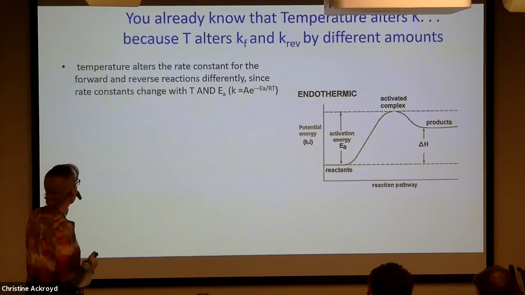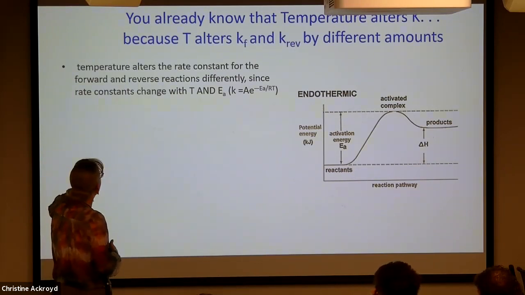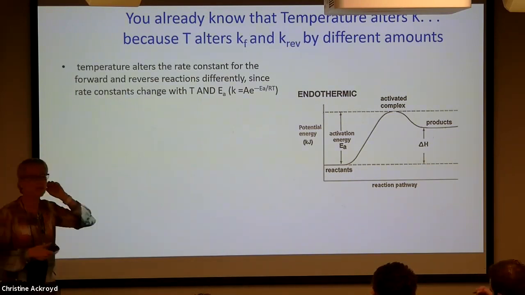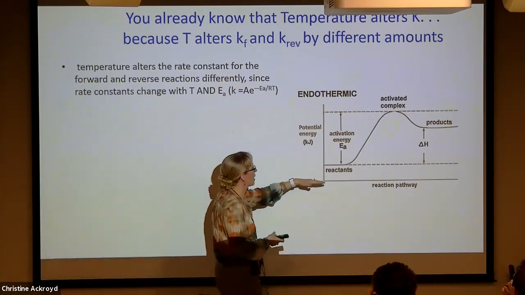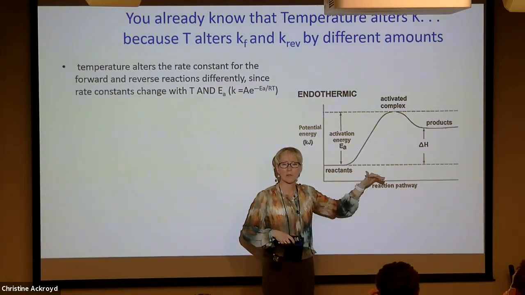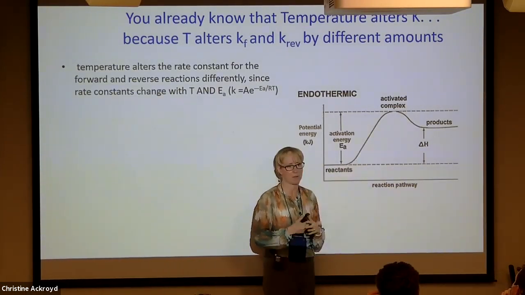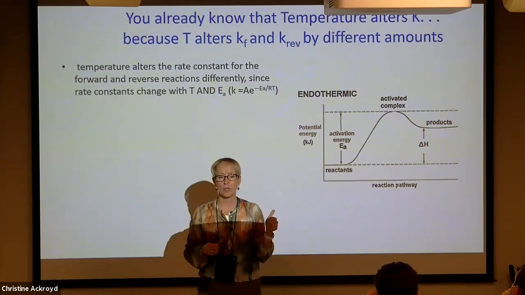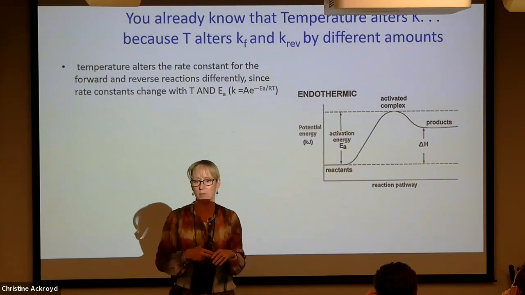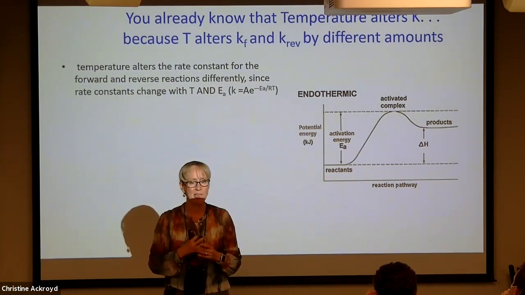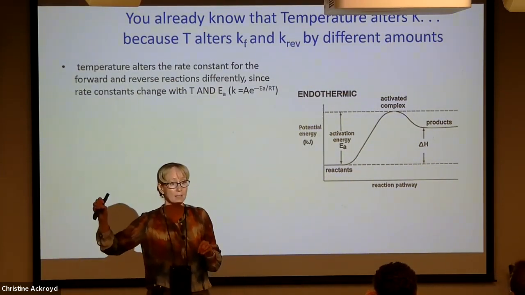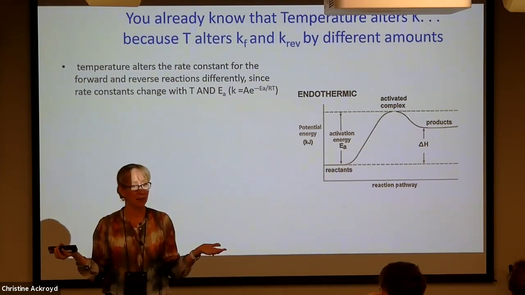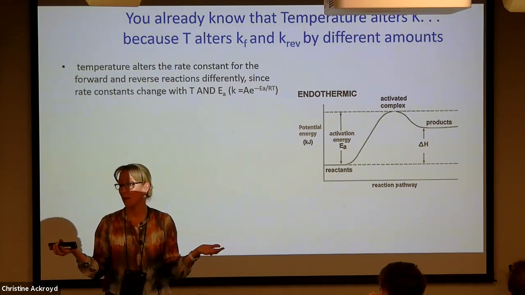Okay. Why does temperature alter K? If we look at, here's an endothermic energy diagram. Where does the equilibrium constant come from for a diagram like this? What's the connection between the forward and reverse rate constants and the equilibrium constant? So if we take the forward rate constant, divide it by the reverse rate constant, what do we get? We get the equilibrium constant, right?